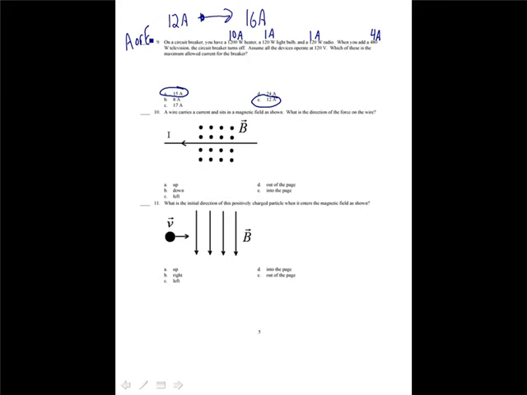A wire carries a current and sits in a magnetic field as shown. What is the direction of the force on the wire? You let your fingers go in the direction of I, to the left. They fold into the magnetic field, which is out of the page, and so it goes up. The force acts up, is number 10. That's A.